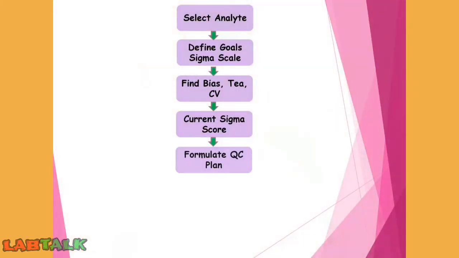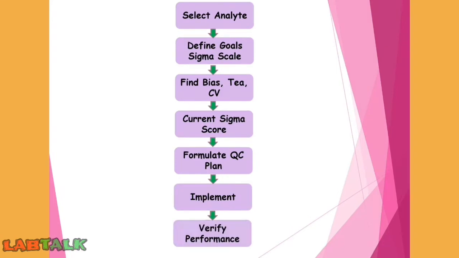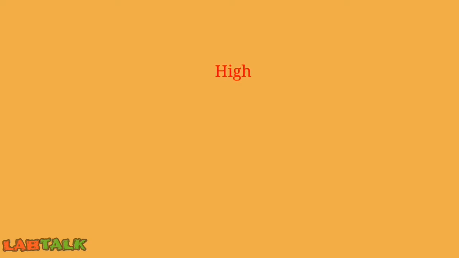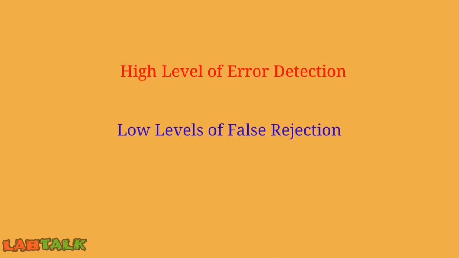After formulating this QC plan, you need to implement it and verify the performance using the newly implemented QC plan. This is how statistical quality control can be formulated using Six Sigma methodology in internal quality control, or to formulate the IQC plan. The objective of statistical quality control is to achieve a high level of error detection and a low level of false rejection with the simplest control rules for the least number of controls.